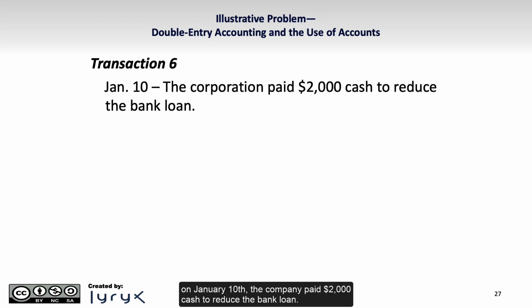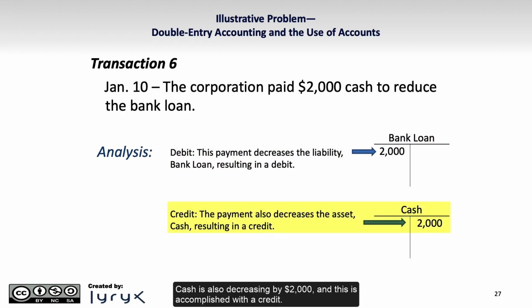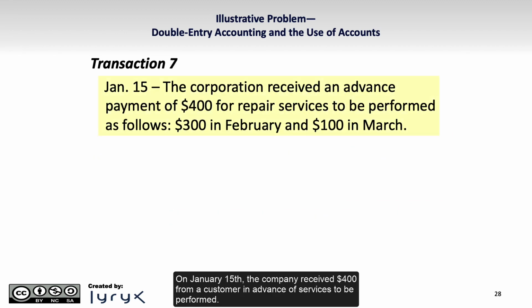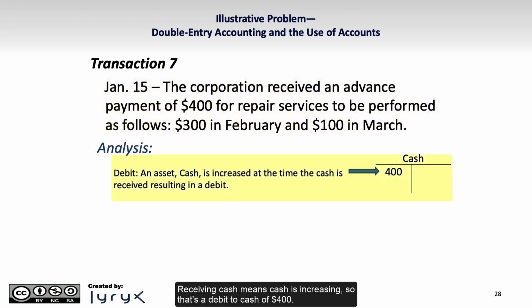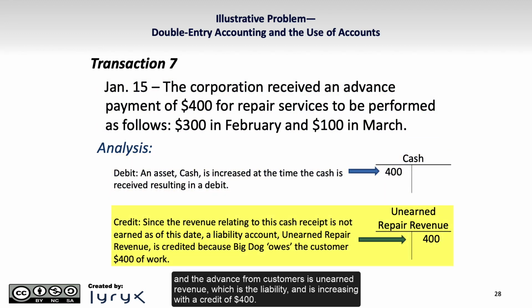On January 10th, the company paid $2,000 cash to reduce the bank loan. The bank loan is a liability with a balance that's normally a credit, but it's decreasing. Therefore, a debit to the bank loan is necessary here. Cash is also decreasing by $2,000, and this is accomplished with a credit. On January 15th, the company received $400 from a customer in advance of services to be performed. Receiving cash means cash is increasing, so that's a debit to cash of $400. The other part of the entry requires a credit for debits and credits to balance, and the advance from customers is unearned revenue, which is a liability and is increasing with a credit of $400.